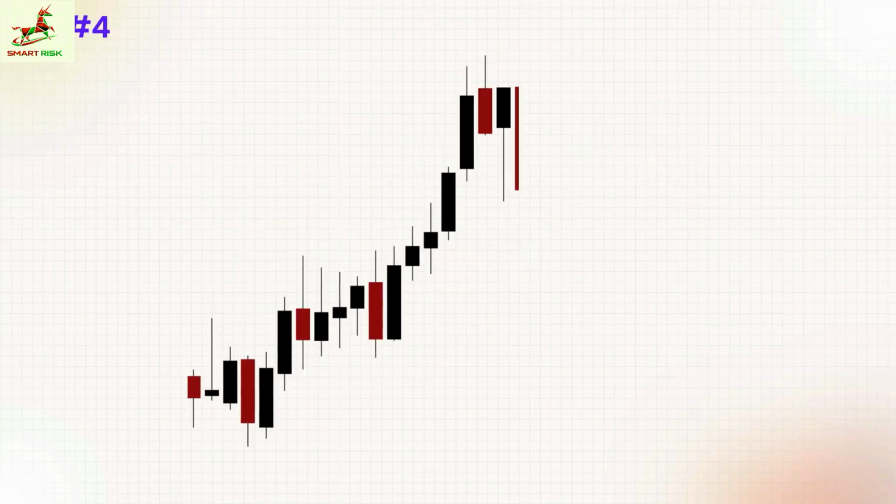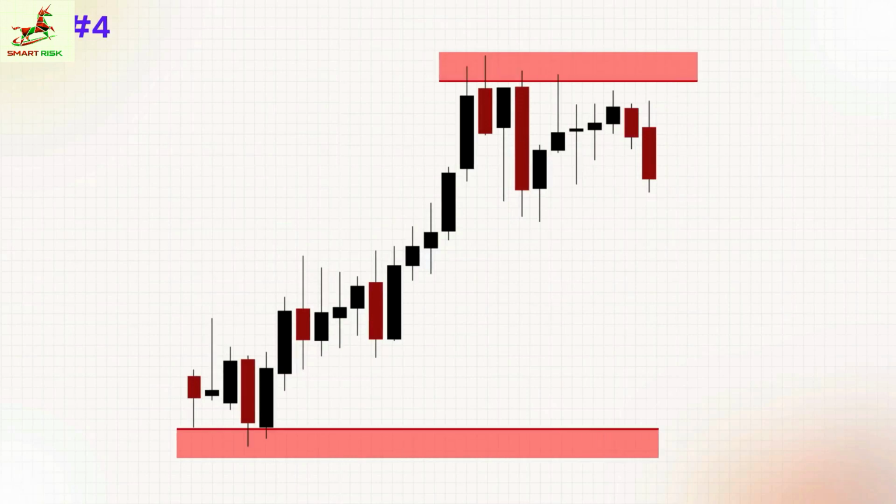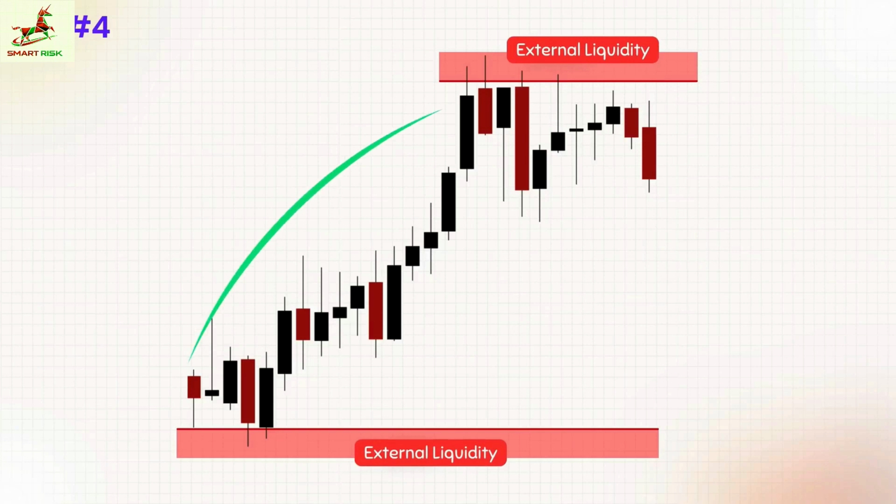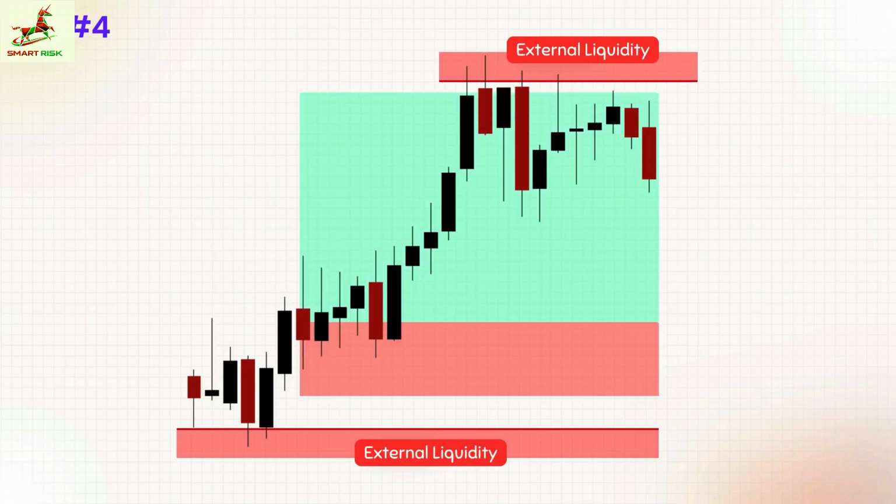Point number 4. In a liquidity run, price most often tries to grab the external liquidity on the chart. This means if price is moving non-stop in one direction, its target is the external liquidity area on the chart. So after entering a trade, you can hold your profit target all the way to the external liquidity area using a trailing stop loss. This gives you a great risk-to-reward ratio. But remember, using a trailing stop loss is really important here so that even if price reverses in the middle, some of your profit stays safe.